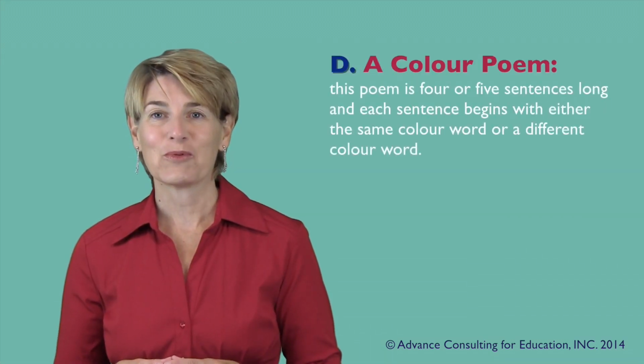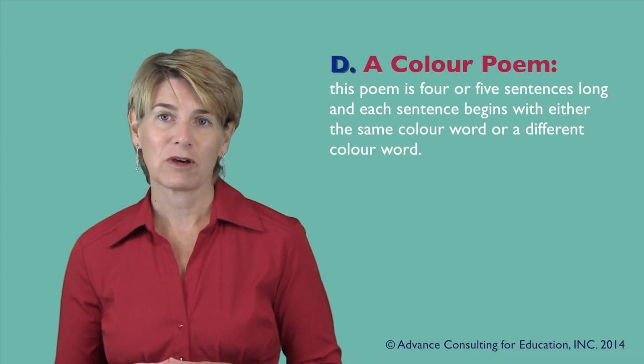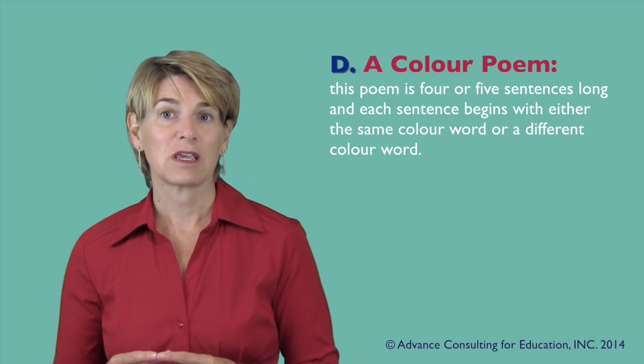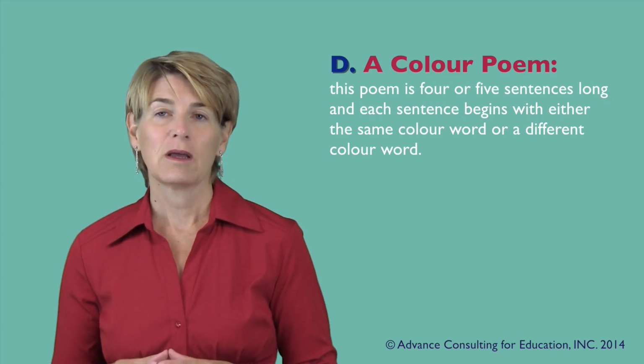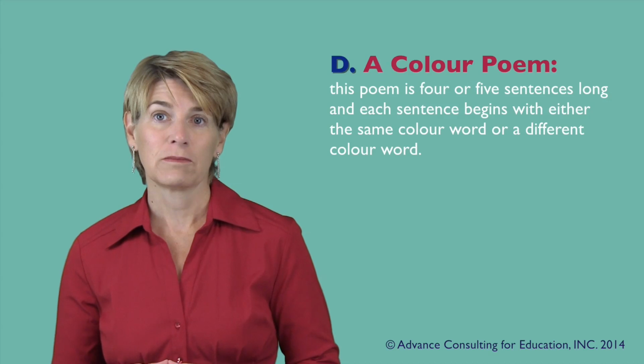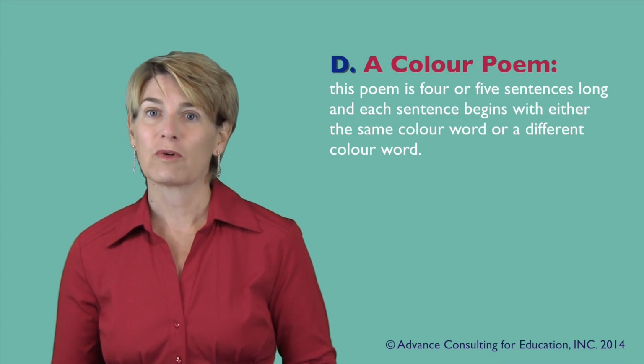The next type of poem is called a color poem. This poem is 4 or 5 sentences long, and each sentence begins either with the same color word, for example the word red, or a different color word. Here's an example with each sentence beginning with the color word red.